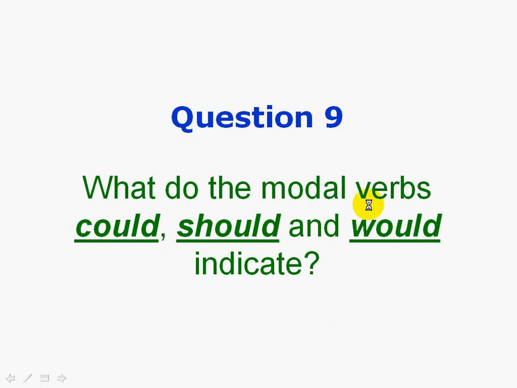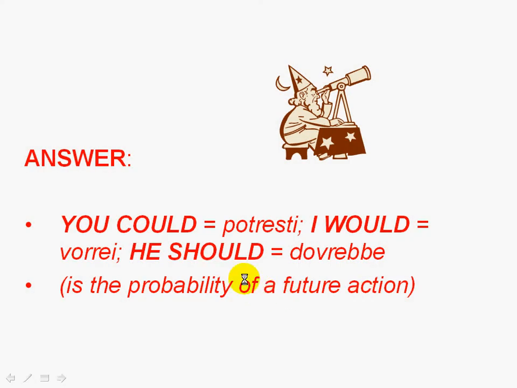What do the modal verbs could, should, and would indicate? It is important for you to understand this, particularly for the TOEFL exam. Could, should, and would. What do they mean? What do they indicate? What are they trying to show? You could, potresti. I would, vorrei. He should, dovrebbe. It's the probability of a future action. This is important because even in conversation and comprehension, this will come up. So you need to understand that could, would, and should is about the probability of a future action.